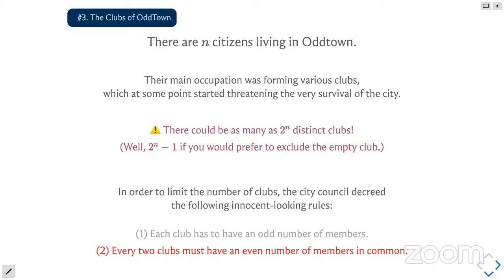Ma'am, what is the question? Right, the question is, can we construct a collection of 2 to the n by 2 clubs, which have the property that every pair of them overlap at an even number of members?